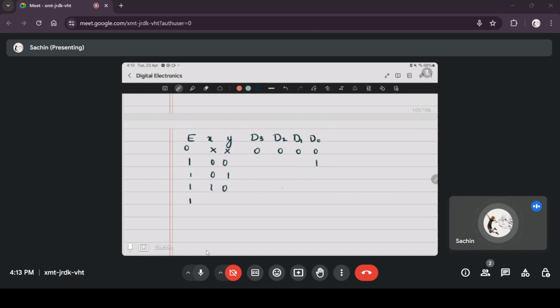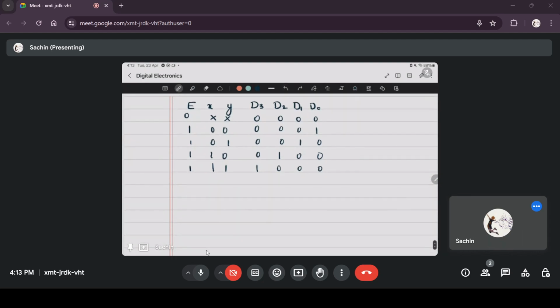So 1 0, the second line, and 1 1, the third line must be selected. That is the truth table of the decoder circuit.